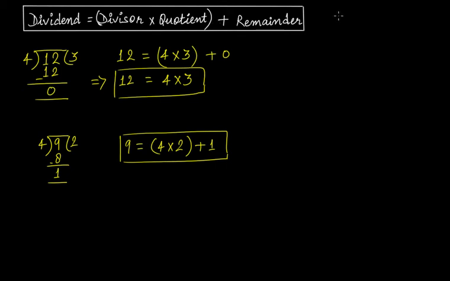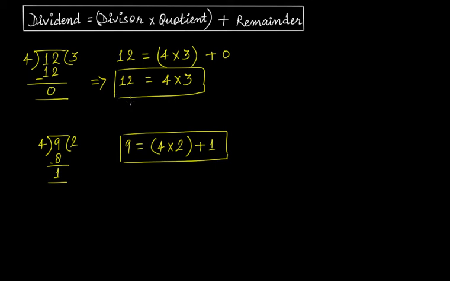Okay. Now 12 divided by 4 will give you the quotient 3 and remainder 0. That is 12 is equal to, that is dividend is equal to divisor 4 multiplied by quotient 3 plus remainder, that is 0. That is 12 is equal to 4 multiplied by 3. And why is it important? It's important because in this case, since your remainder is 0, it means that 4 is a factor of 12.